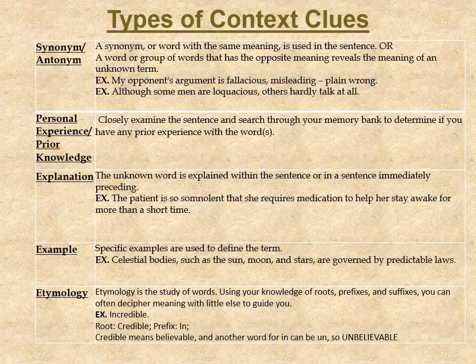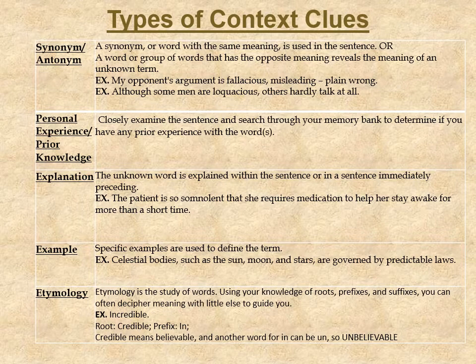The second one, it says, although some men are loquacious, others hardly talk at all. So the word that may be unknown for us is loquacious. At the end of the sentence, we have the opposite of loquacious. Hardly talk at all. So some men are loquacious, others hardly talk at all. So based on that antonym, that group of words that serves as the opposite meaning, we can establish that loquacious probably means something close to talkative or loud, maybe.